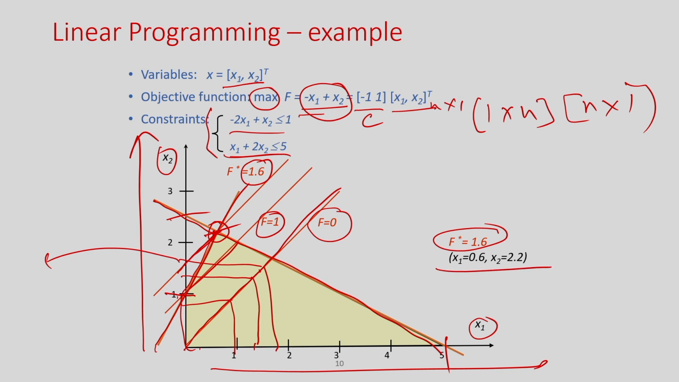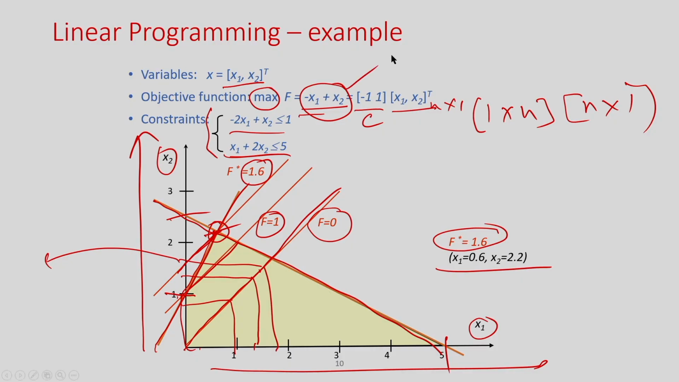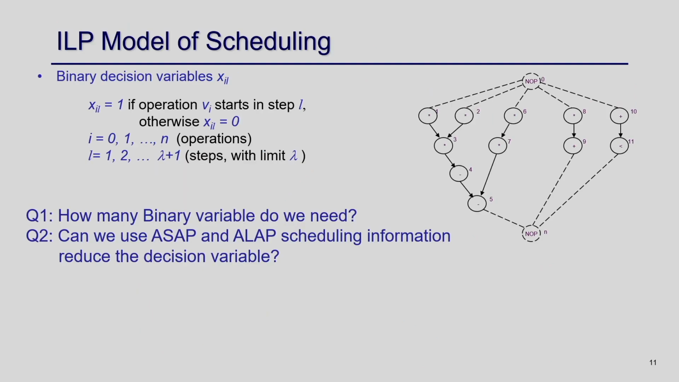Okay. So, the idea here is this is just an example: you try to find values of x1 and x2 such that your objective function is maximum. Okay. So, now move on to our problem. Our problem is scheduling. In our scheduling, we want to schedule the operations, that means I want to assign the timestamp. Okay.